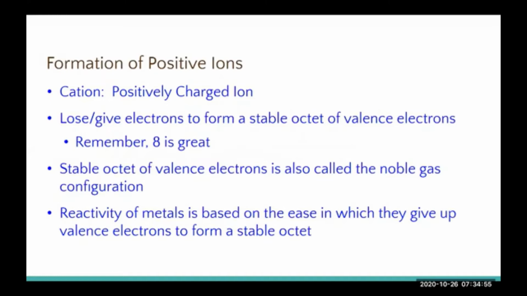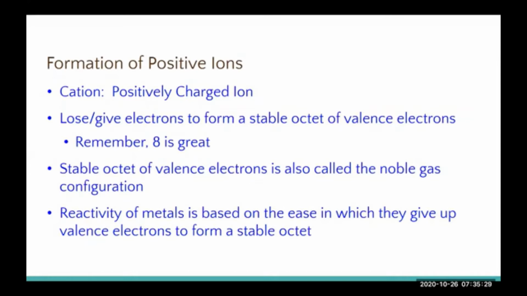So how do you form a positive ion? Well, the first thing you have to realize is that electrons are negative. We've been talking about electrons for a while now in the atom, and electrons are negative. So when you lose something negative, you become more positive. A cation, meow, paws, is positively charged. Think of cats having paws, so they're positively charged. They lose or give electrons to form a stable octet of valence electrons.